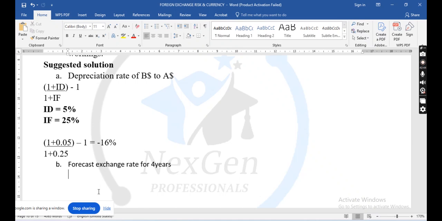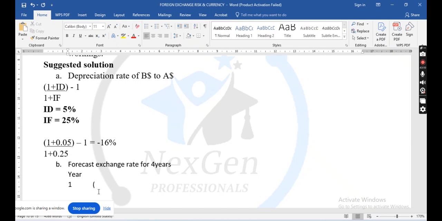So it means that the spot rate will decrease by 16%, right? The spot rate will do what? Will decrease by 16%. Class, 100 minus 16, minus 16 from 100, what do we have? That is 84, right? So year 1.